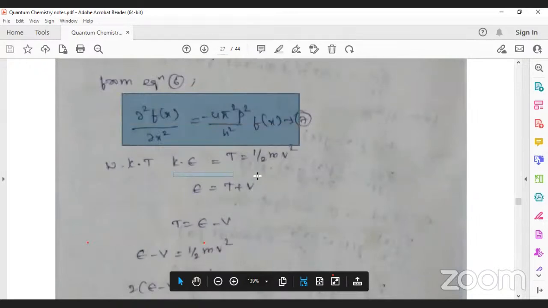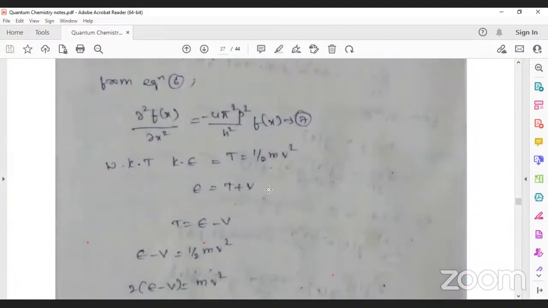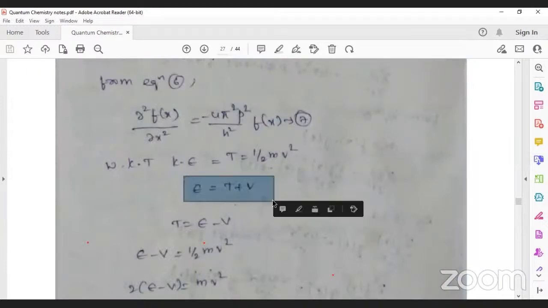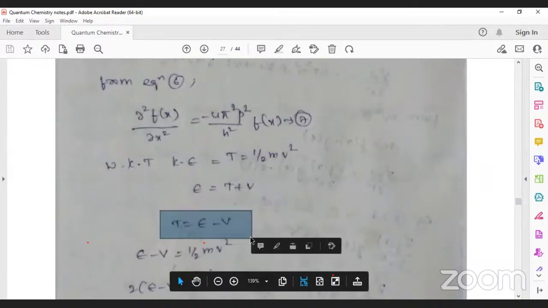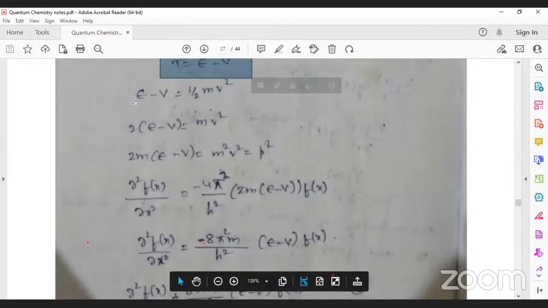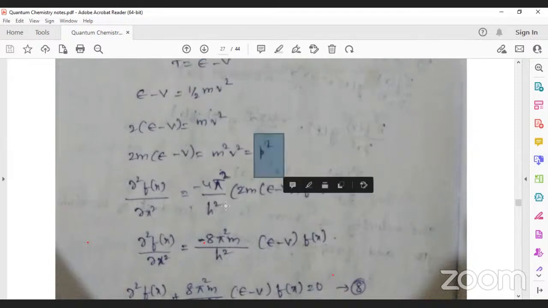Here the kinetic energy T is equal to half mv square, but the total energy is the sum of kinetic energy and potential energy. E is equal to T plus V. Therefore, T is equal to E minus V. Therefore, E minus V is equal to half mv square, so 2 into E minus V is equal to mv square. Multiplying with m on both sides, we get m square v square, that becomes p square.